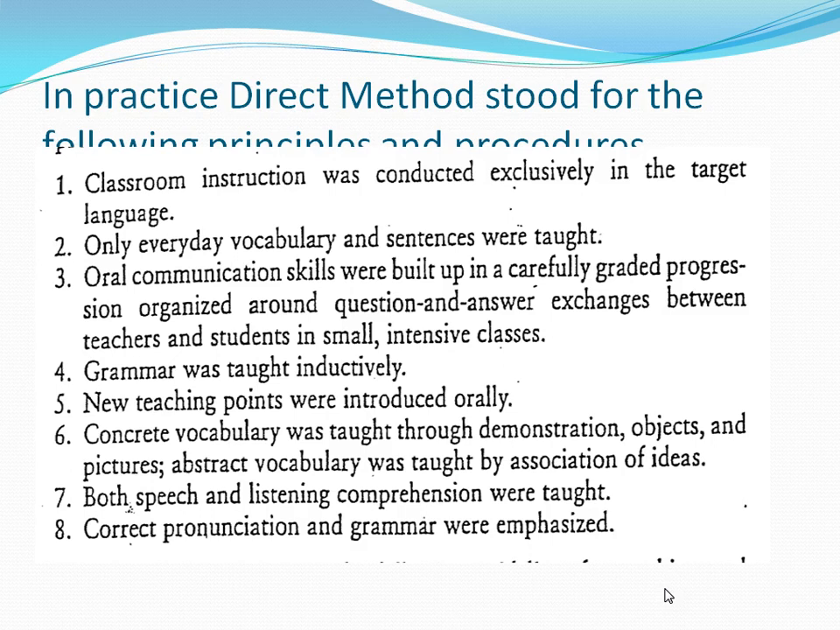Oral communication skills were built up in a carefully graded progression, organized around question and answer exchange between teachers and students in small and intensive classes. In GTM we said that we can control a class consisting of 300 students, but a direct method classroom should be small and intensive. A maximum number can be 25. Why? Among the 25 students, all students will be involved in asking and answering questions.